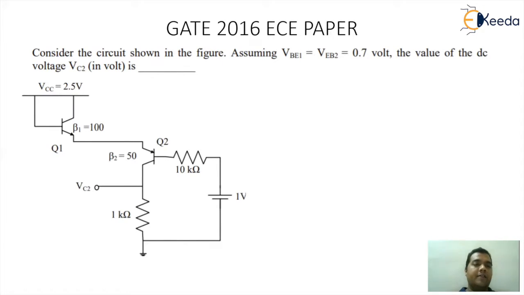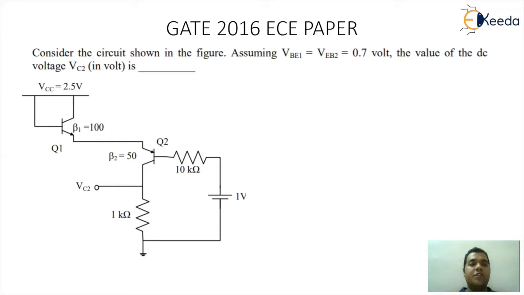So here we are having a circuitry with a VCC supply of 2.5 volt connected to an NPN transistor where the collector and the base are directly connected to 2.5 volt. The emitter of the first transistor is also connected to the emitter of the second transistor, which is a PNP transistor. And there is a 1 volt battery connected to the base via 10 kilo ohm. At the collector end, we are having a 1 kilo ohm resistor connected to ground, and we are supposed to measure the value of VC2. So this is the question.